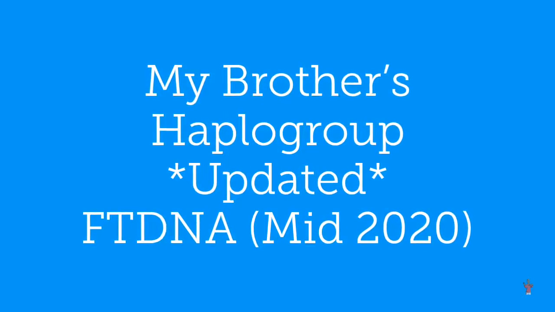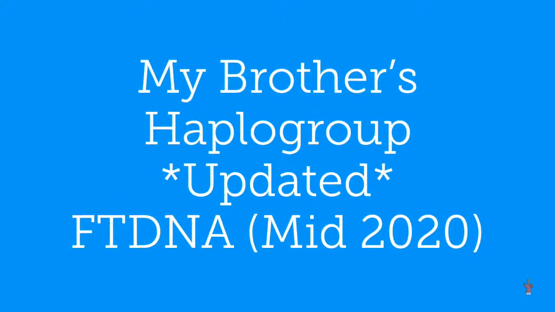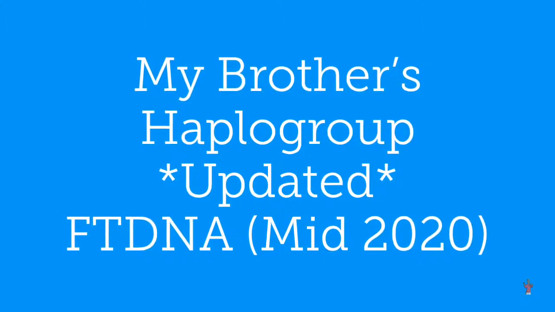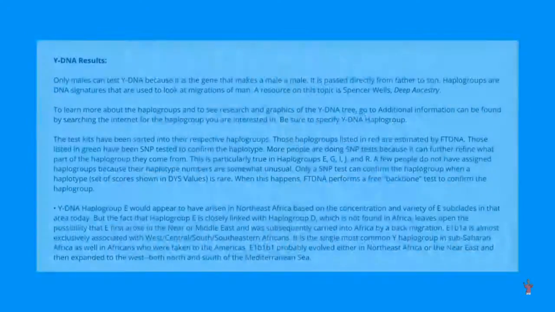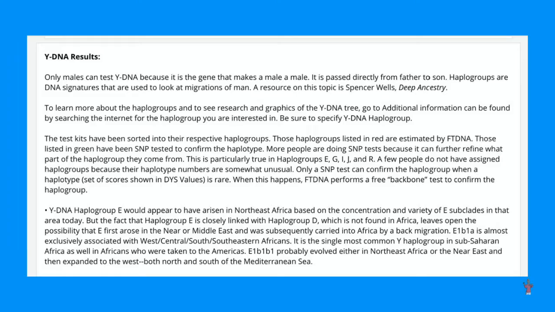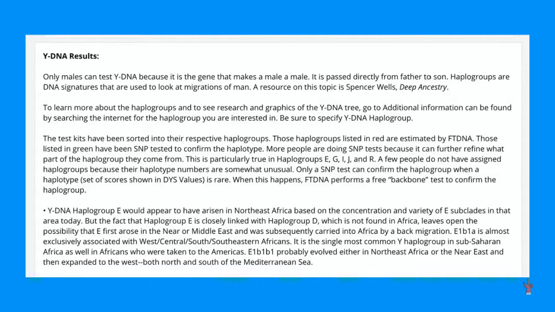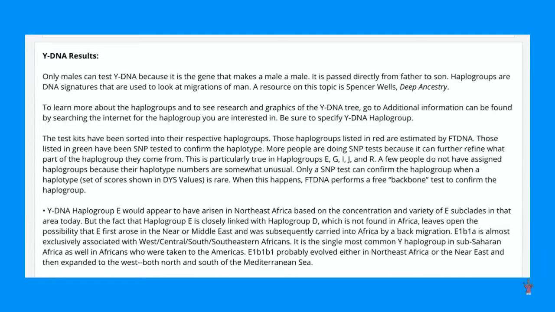Quick video on my brother's haplogroup. This is an update to his Family Tree DNA results. So let's take a look at what we have. According to the Family Tree DNA website, they talk about Y-DNA results. So I'll just briefly go over his haplogroup, which is group E.